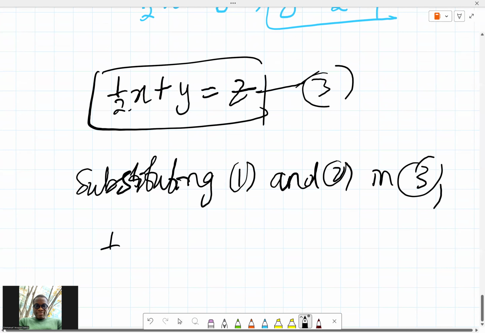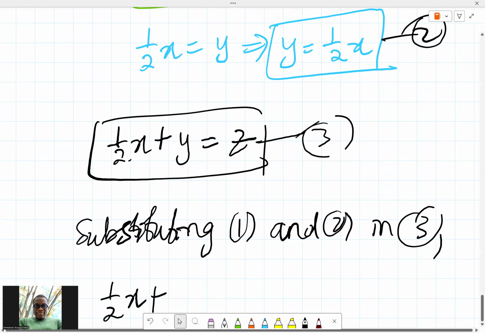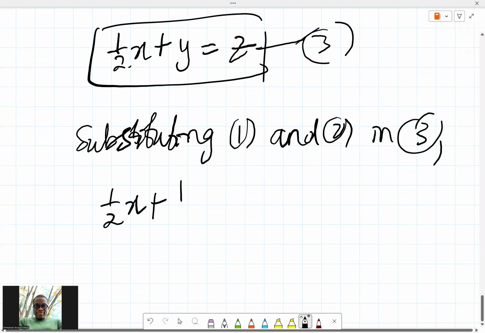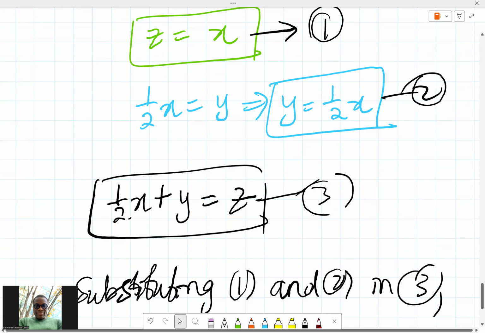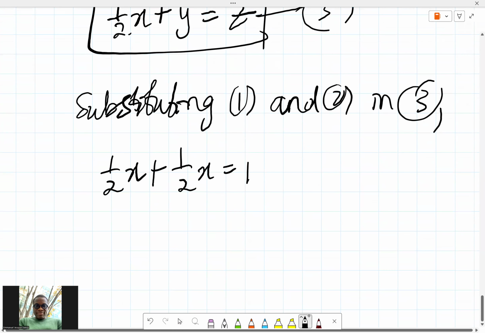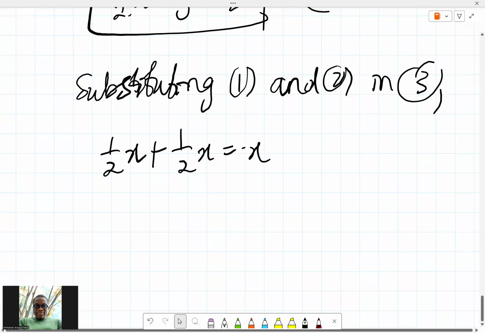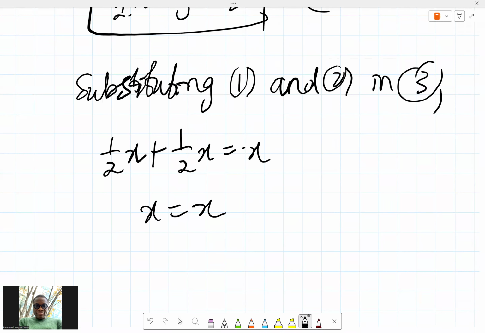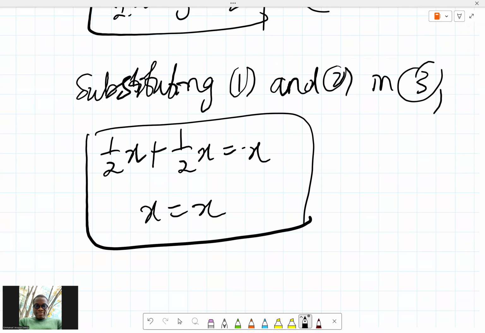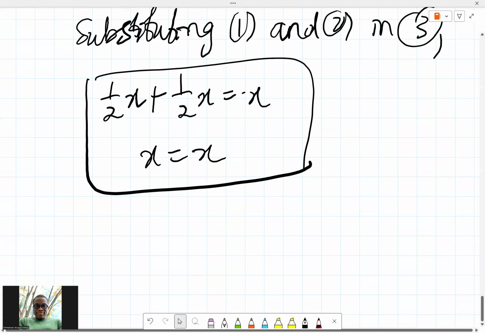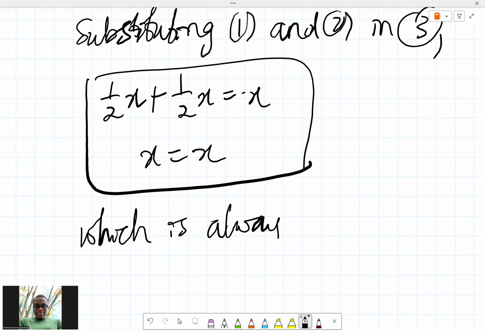We have half x. You know that y is half x also, so we have half x again. And you know z is equal to x also from 1. That's x. So what happens? This is half x plus half x. That's simply x. So x is equal to x. That's not really interesting, right? It doesn't tell us anything. Of course, x is always x, which is always true.